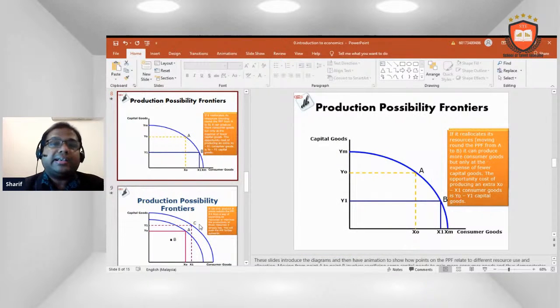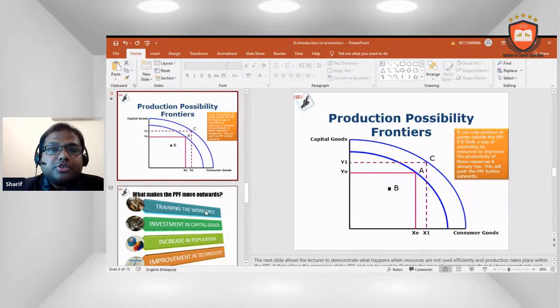So if we look at these diagrams, we can understand that there are two things: one is the x-axis and another one is the y-axis. On the y-axis we have capital goods, and on the x-axis we have consumer goods. If it relocates its resources, moving around the PPF from A to B, it can produce more consumer goods, but only at the expense of fewer capital goods. The opportunity cost of the extra x0 to x1 consumer goods is y0 to y1 capital goods.